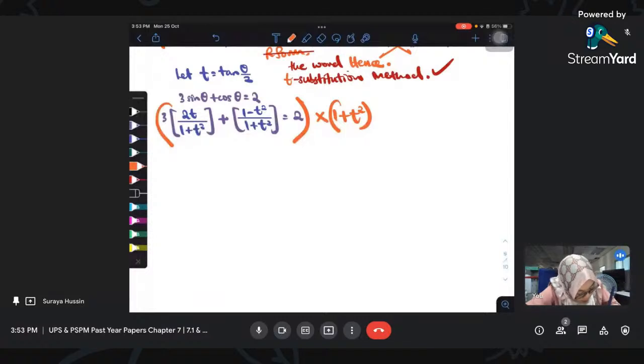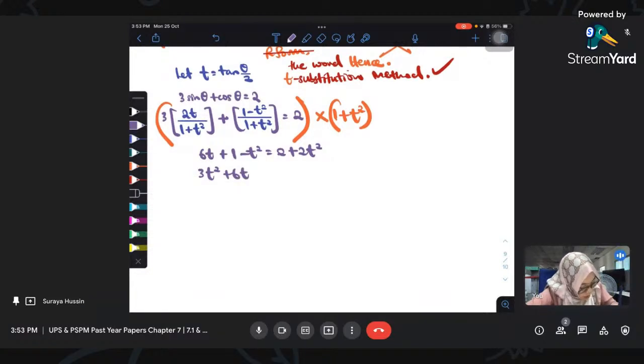Kita akan dapat 60, right? So we should write down 60 plus 1 minus t squared equals to 2 plus 2t squared. And so we'll get 3t squared plus 60 minus 1 equal to 0.